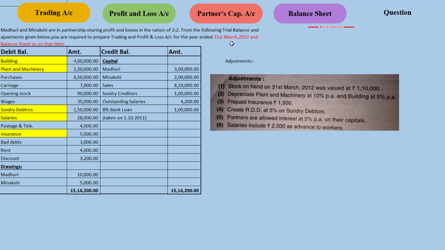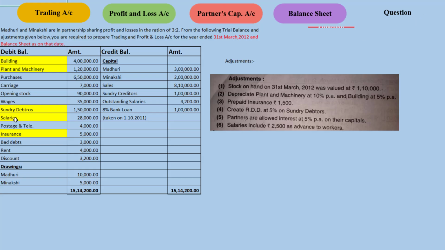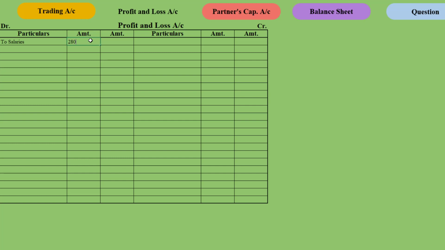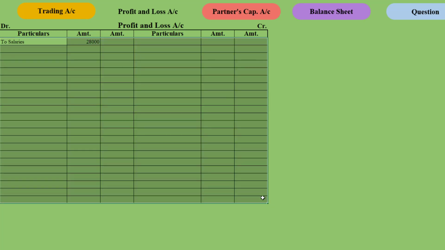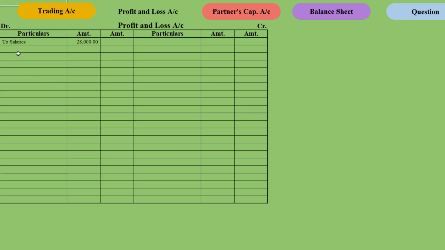Sundry debtors 1,50,000, asset side. 1,50,000, there is an adjustment, that's why it will be recorded in the inner column. Salaries, profit and loss, it will be recorded in the inner column because an adjustment is there. Then postage and telegram 4,000, profit and loss account.